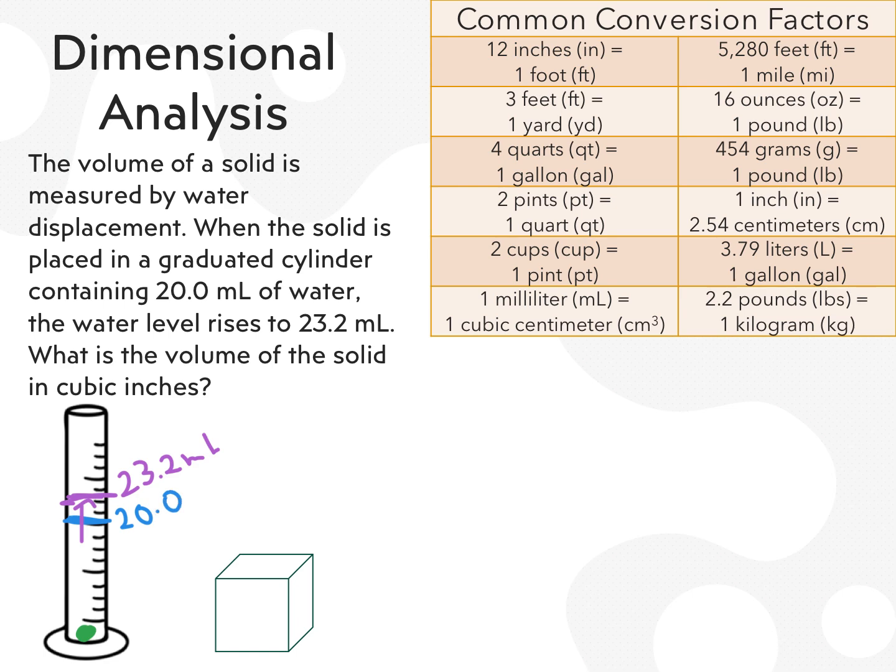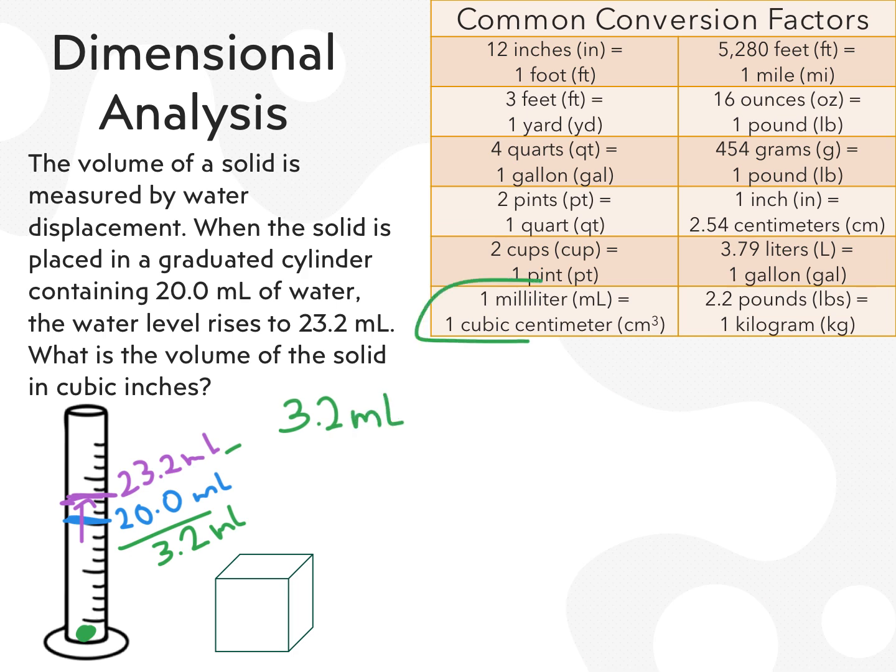So the first thing I want to do is figure out the volume of my solid in milliliters, because those are the numbers I already have, so I'm going to subtract. That gives me 3.2 milliliters. So the volume of my solid is 3.2 milliliters. But I don't want milliliters, I want cubic inches.